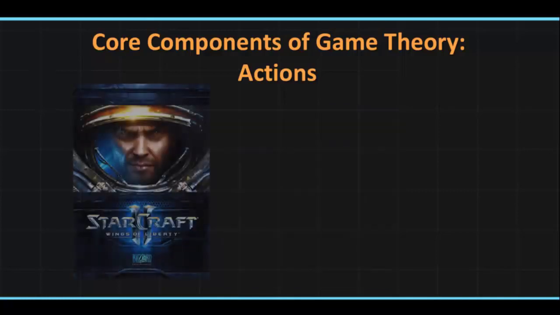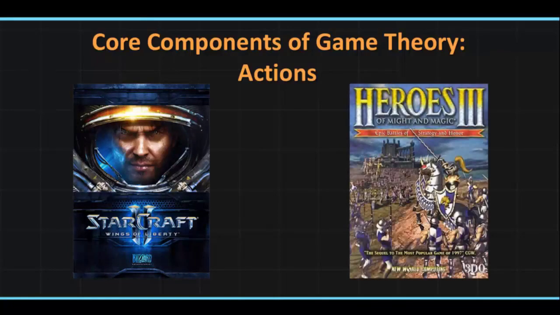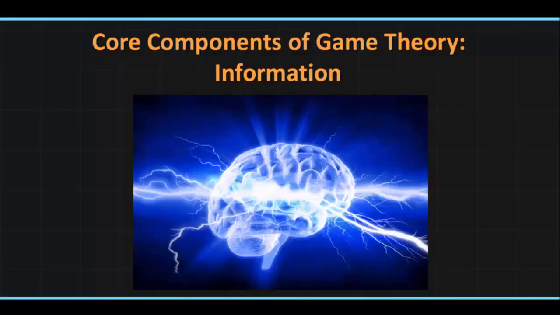Real-time strategy games, such as StarCraft II Wings of Liberty, are perfect examples of simultaneous gameplay, while the Heroes of Might and Magic series utilizes turn-based actions. Our last component is information. What does each player know as they start and play through the game? And what do they not know?